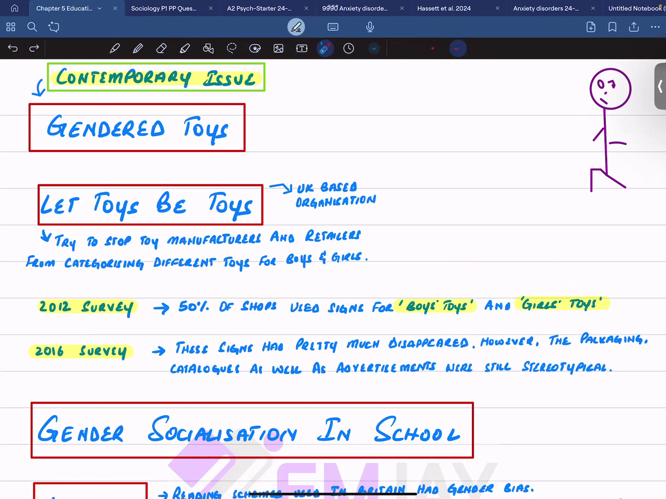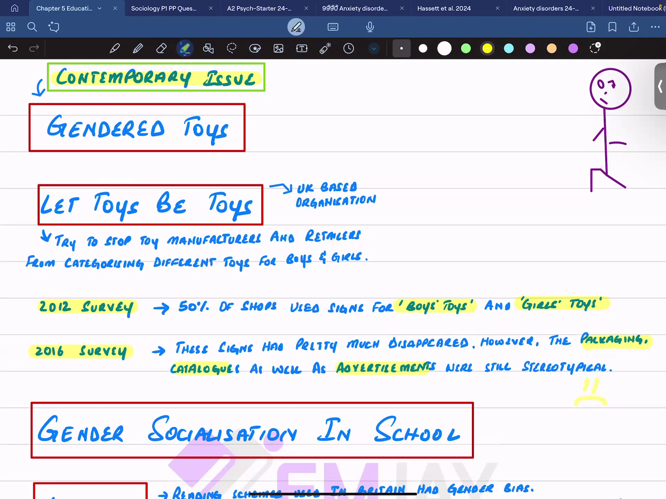However, when they conducted the research again, when they started collecting data again in 2016, they saw that things had changed, and the signs that they had initially seen at different toy stores had started to disappear. But the question is, does this fix everything? No, it does not. Because guess what? The packaging, the catalog, as well as advertisements, were still seen to be very stereotypical.